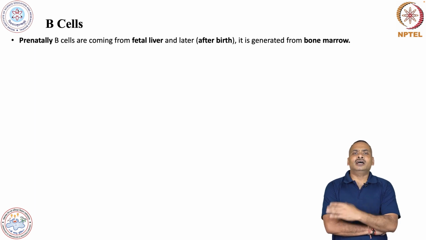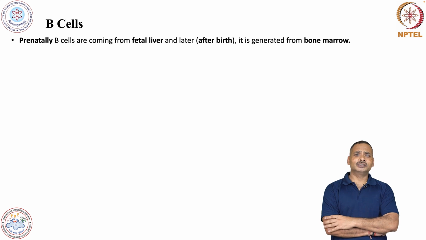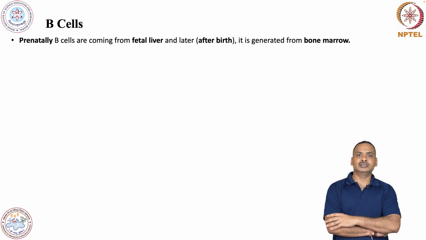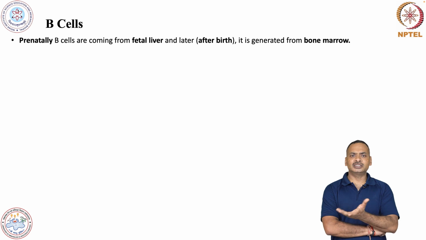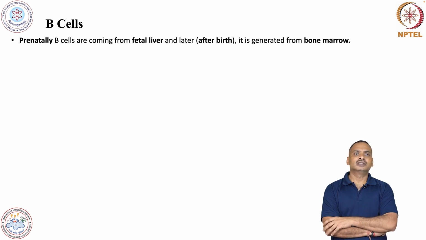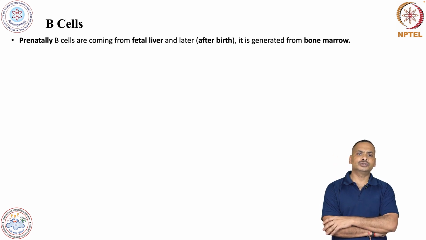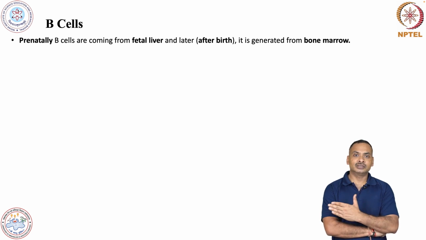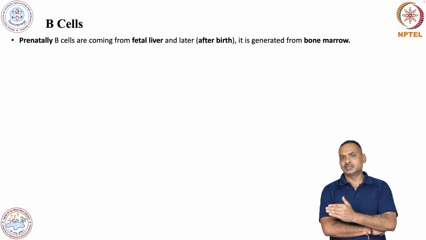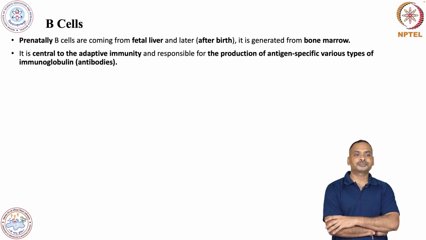I think I have explained that B cells are produced prenatally by the fetal liver, and subsequently after birth they are produced by the bone marrow cells. I explained this when we took up the immune organ, the bone marrow. So in adults, it is produced from the bone marrow.